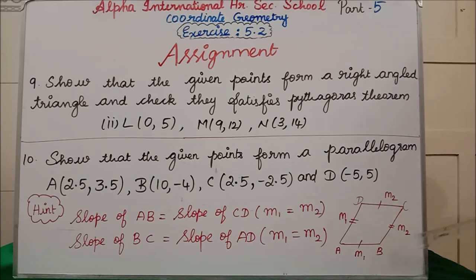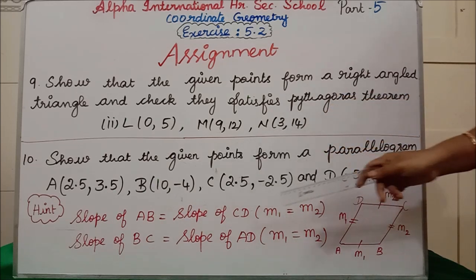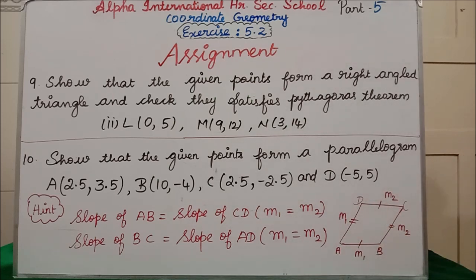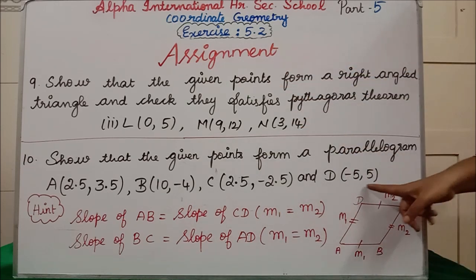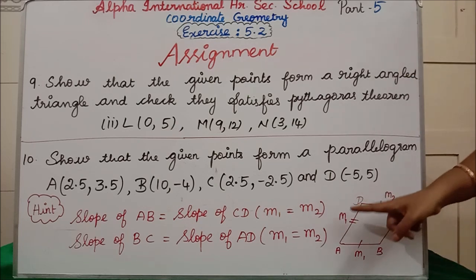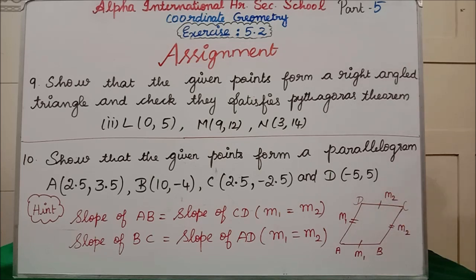Here, how we are going to do it is: slope of AB equals slope of CD. First you are going to find these 2 sides. How will you find it? Using the 2-point formula. What is that? y2 minus y1 divided by x2 minus x1. By using that formula you are going to find first the slope of AB and the slope of CD. On both sides you will get the same answer. Next, the remaining 2 sides, the slope of BC and the slope of AD, you are going to find with the same formula only. But that time also you will get the same answer on both sides.